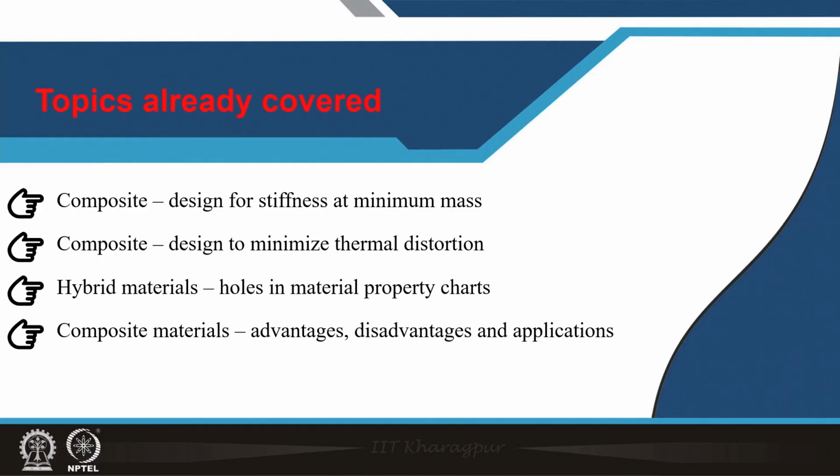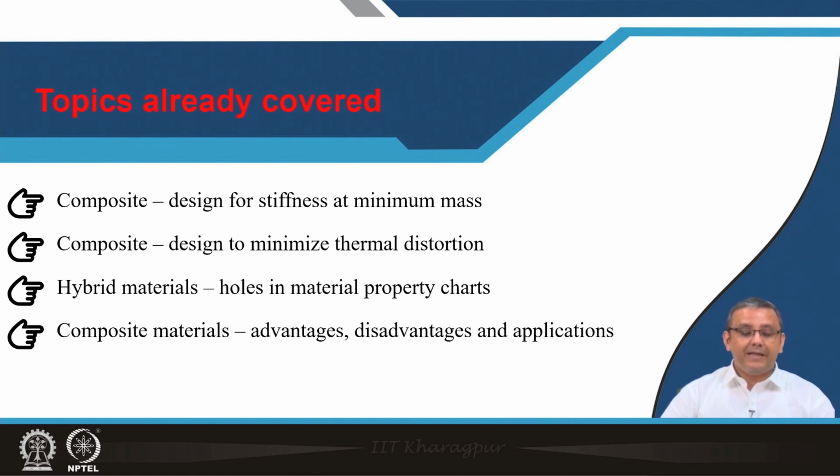In the last lecture, we discussed the following topics. We discussed composite materials designed for stiffness at minimum mass and the design to minimize thermal distortion. In these two topics, it was shown how the selection of the composite's constituents can lead to optimum stiffness or minimum thermal distortion in a composite material.